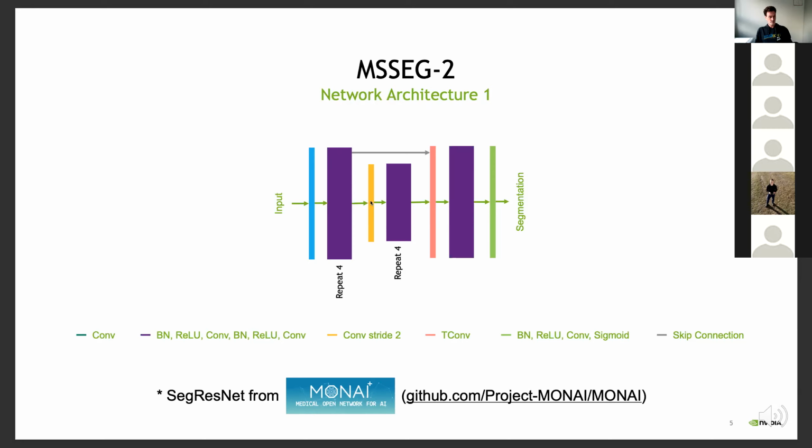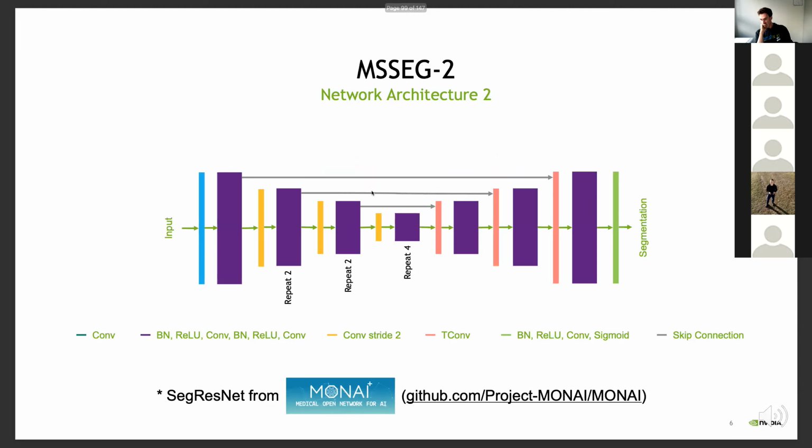Our downsampling was done using strided convolution, and the upsampling was done using transpose convolution. And at the end of our network, we had this one layer, which had batch normalization, ReLU, convolution, and finally a sigmoid activation. Please note that our network has skip connections like UNet.